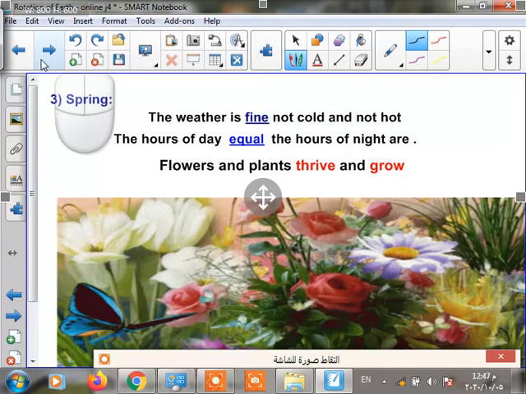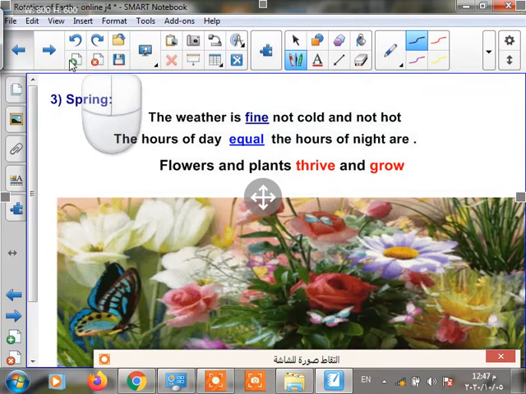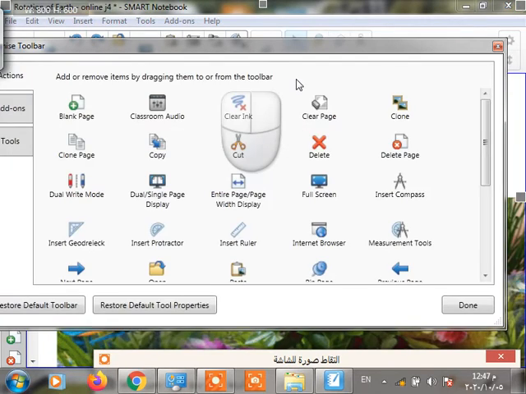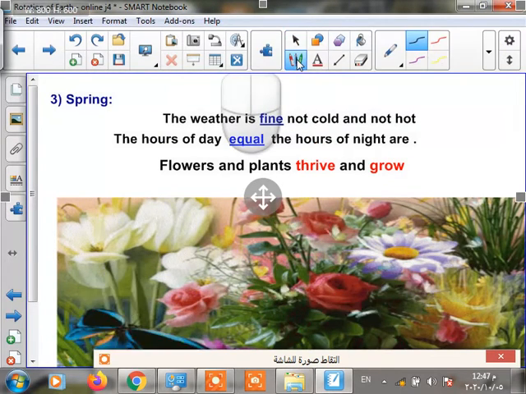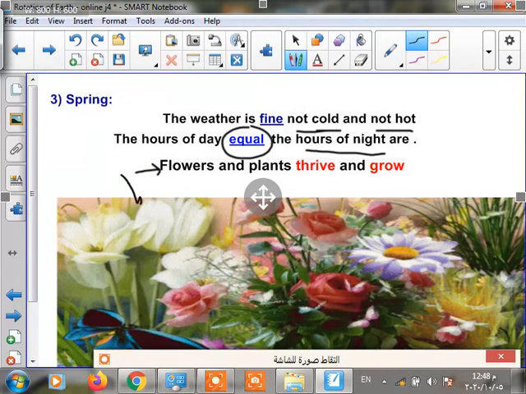Alright. Let's see the third season. It will be spring. Yes. In spring, the weather is fine, not cold and not hot. The hours of day equal the hours of night. And we see in the picture flowers and plants that thrive.